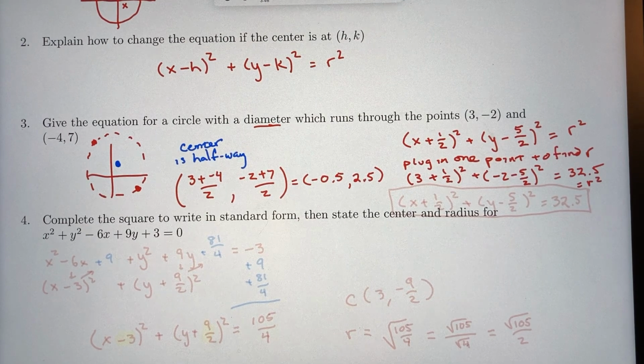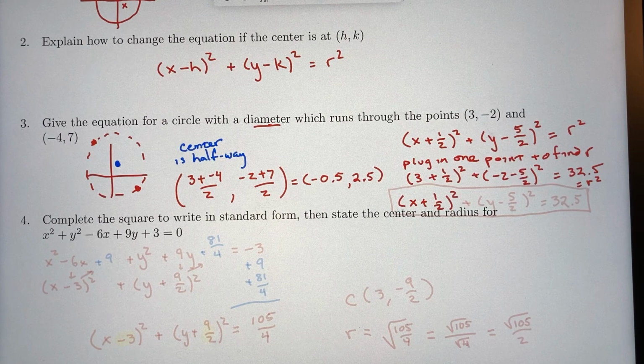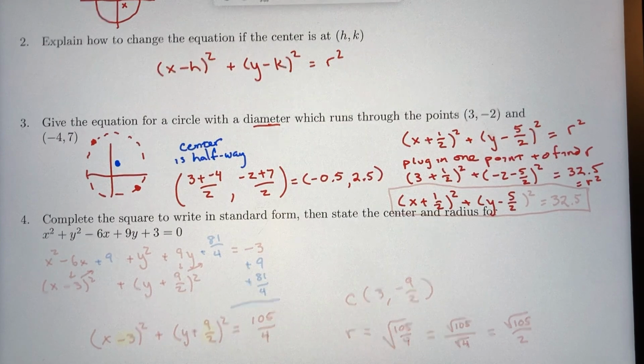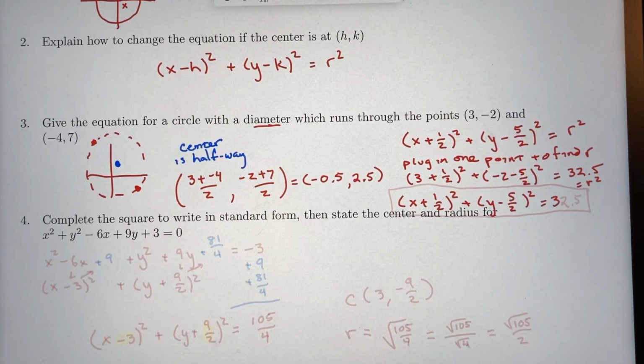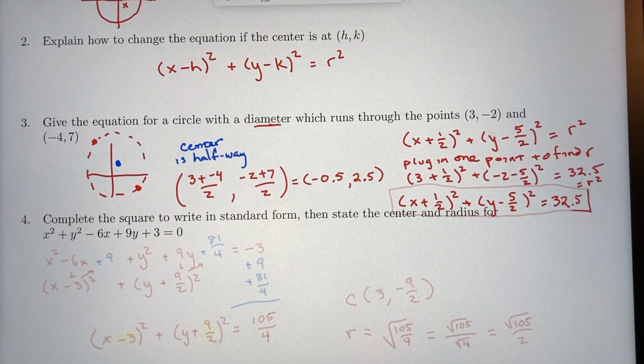So I just don't even square root it. I'm just going to say x plus 1/2 squared and y minus 5/2 squared is 32.5. What will my radius be? Square root of 32.5.